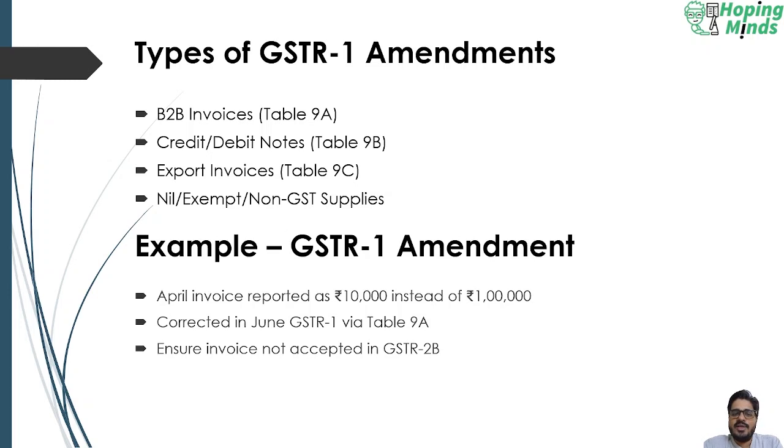So, if an invoice dated April 2025 was wrongly reported at rupees 10,000 instead of rupees 1 lakh, we can amend the same in the GSTR-1 of June return by using table 9A. But an important point to note here is we cannot amend the invoices more than once, and also the invoices cannot be amended after the due date of filing of November month's return or filing of annual return, whichever is earlier.